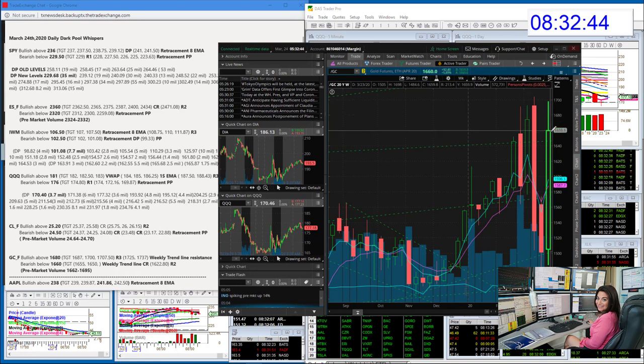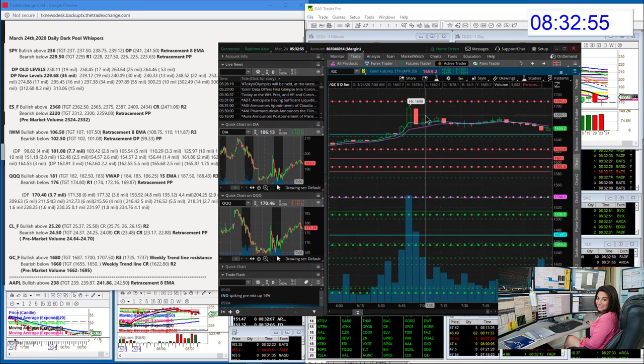If we can muster the strength to get back up there, then there's a good possibility we could go higher. But that's really the key level right now. Bear below 1660, which we just went below for a retracement trade. We could definitely come down to this trend line once again.